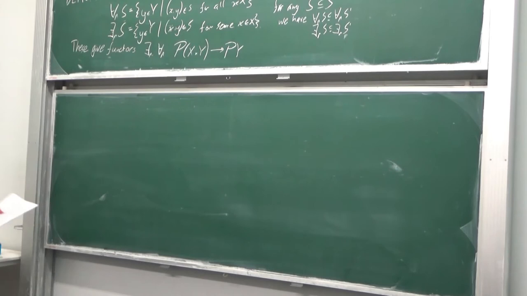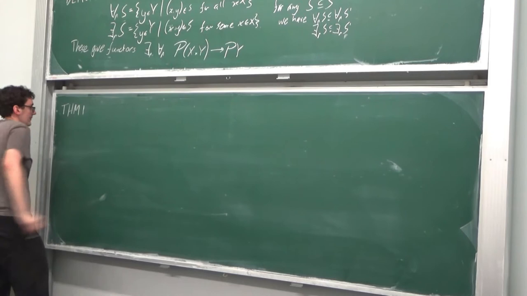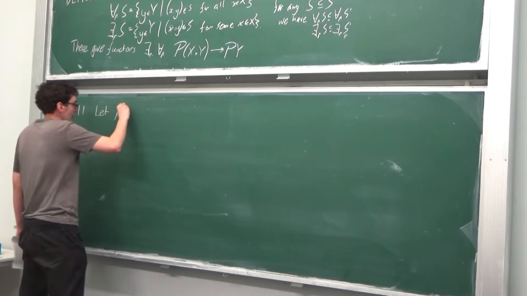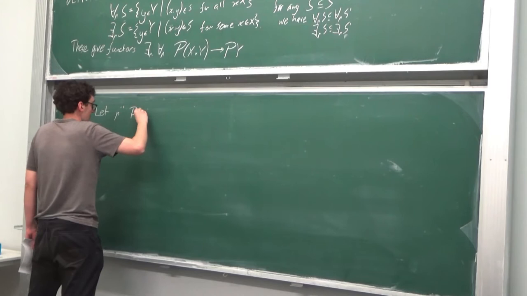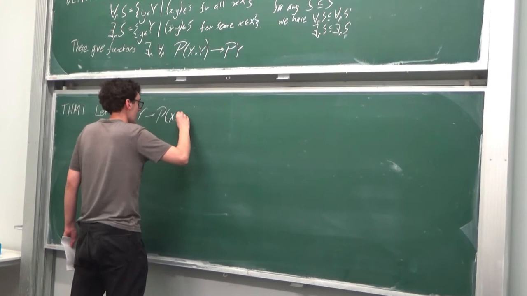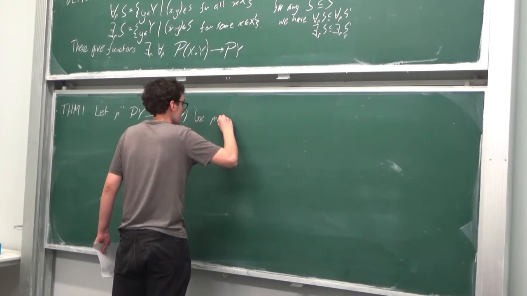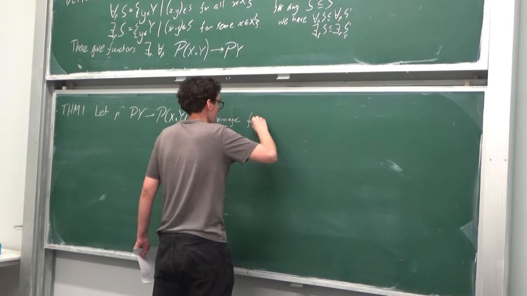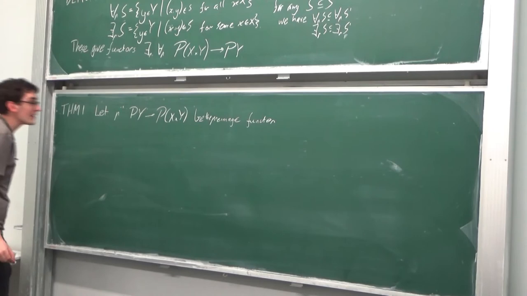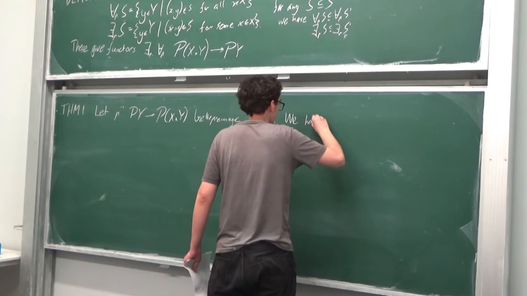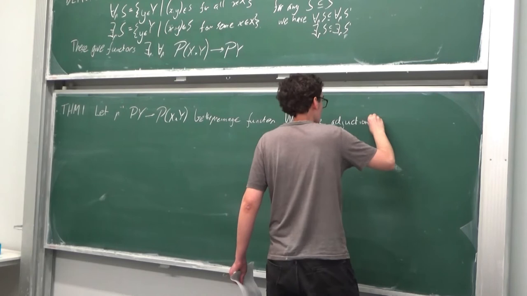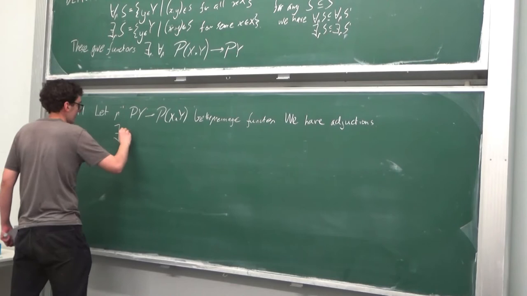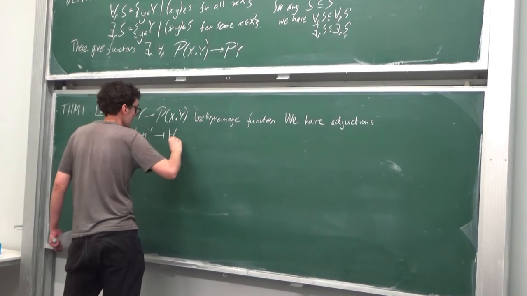All right. Theorem. Let P inverse, or pre-image, be the pre-image functor for the projection map, which I defined up there. Then we have adjunctions given by this: exists P is left adjoint to P inverse, which is in turn left adjoint to for all P.